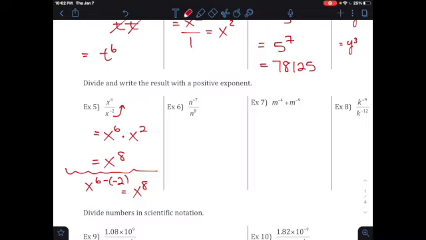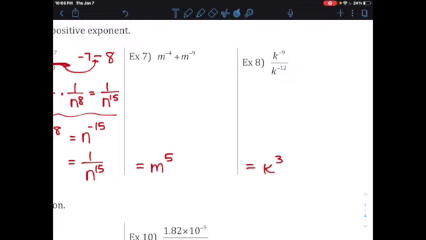You guys try 6, 7, 8, and please come back and check your answer. I do expect some work involved from now on, so if you just copy the answers, that is not acceptable. You have to write down the steps to explain the answer. So example number 7 is m to the 5th. Example number 8 is k to the 3rd. Make sure you show work.